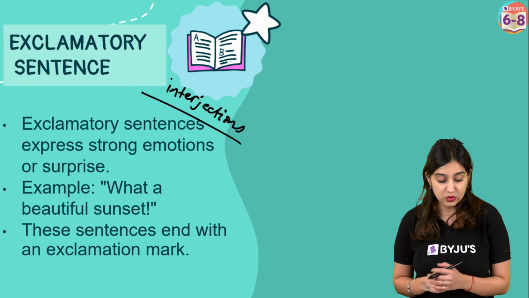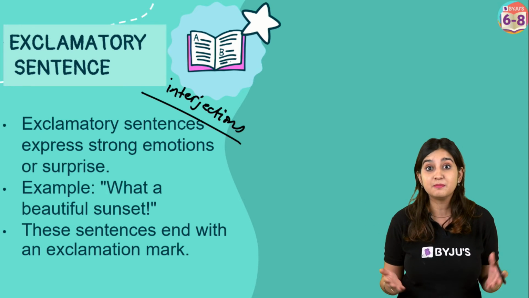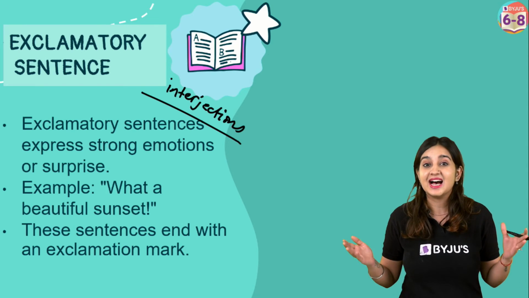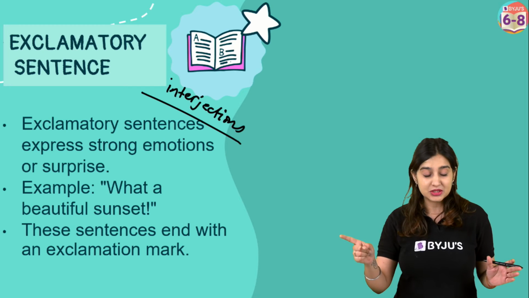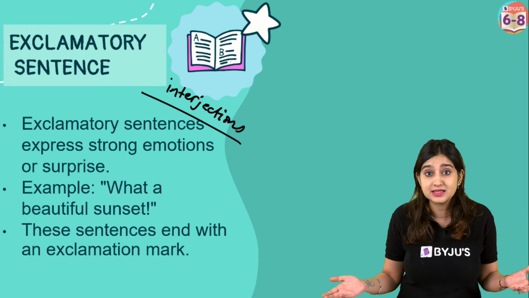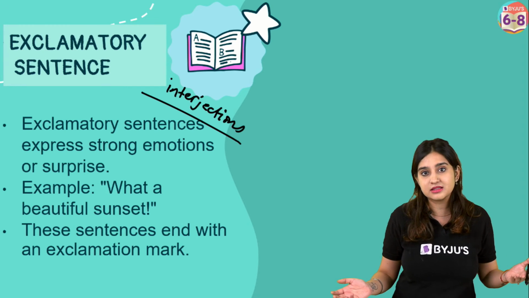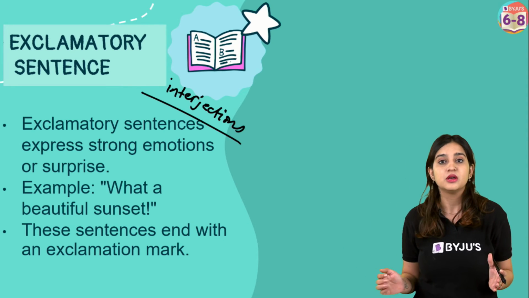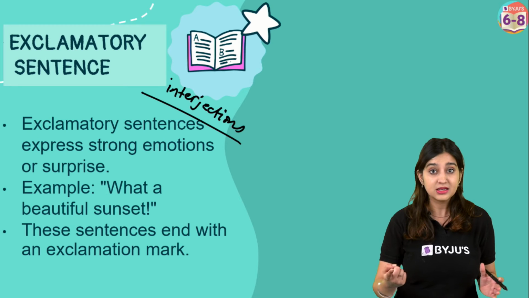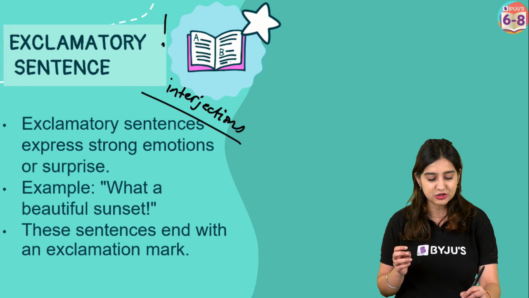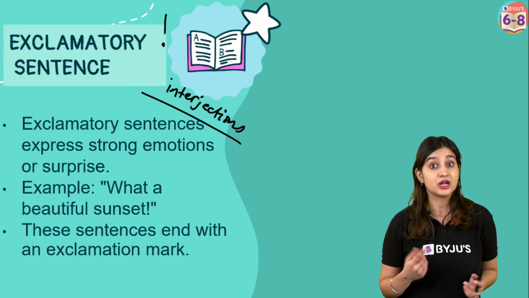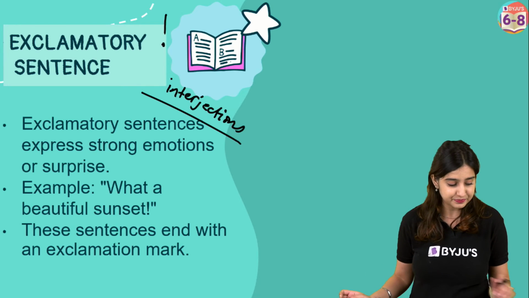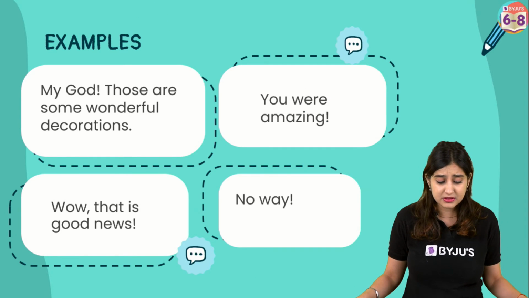Okay, so here's an example. What a beautiful sunset. Again, pay attention to the intonation. What a beautiful sunset. You want to emphasize the fact that the sunset is gorgeous. It's amazing. It's so beautiful. Okay, so your voice needs to convey that. When you're reading it, the exclamation mark will convey it. But when you're saying it out loud, your voice needs to convey it. Okay? Here are some examples.